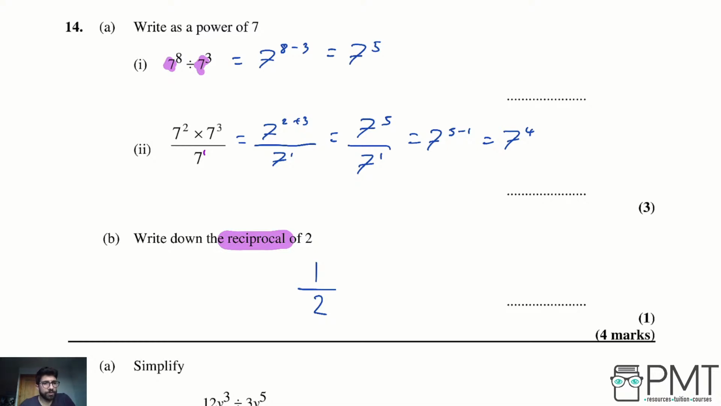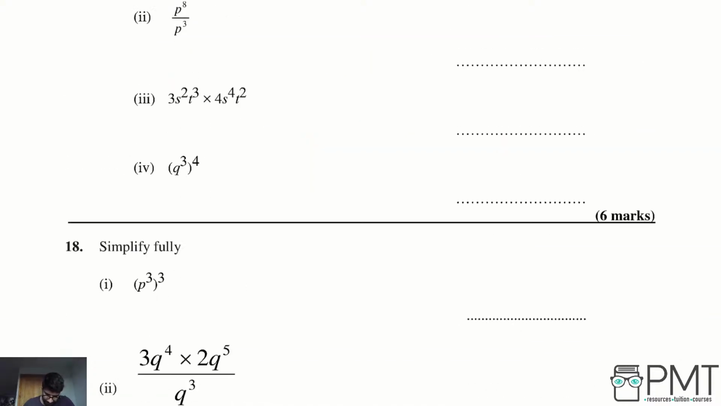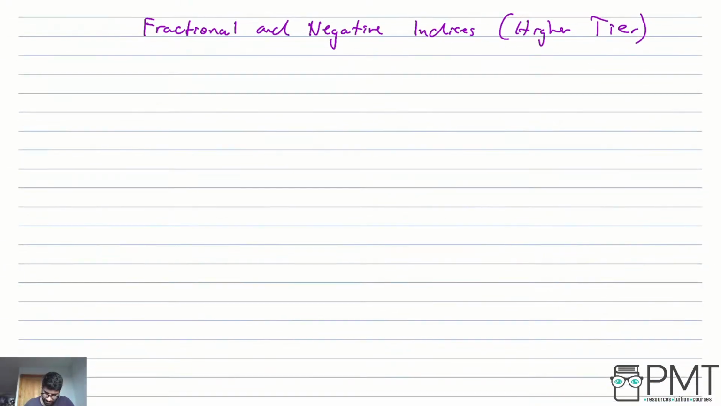Then we are going to move on to the next section. In the next section, I'm going to look at fractional and negative indices. So this is the section where it's only for higher tier. So until now it was foundation, when you had integer powers and positive powers, but the fractional and negative indices are higher.